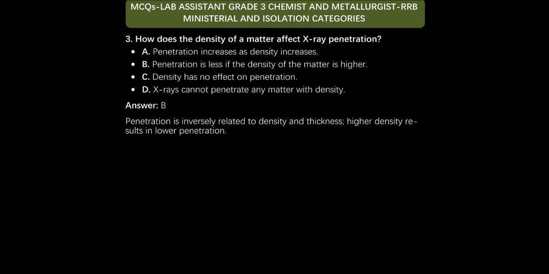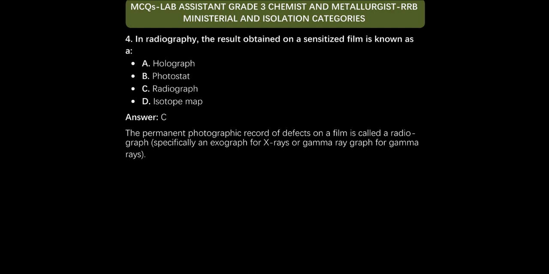How does the density of a matter affect X-ray penetration? Option B. Penetration is less if the density of matter is higher. In radiograph, the result obtained on a sensitized film is known as a option C radiograph.